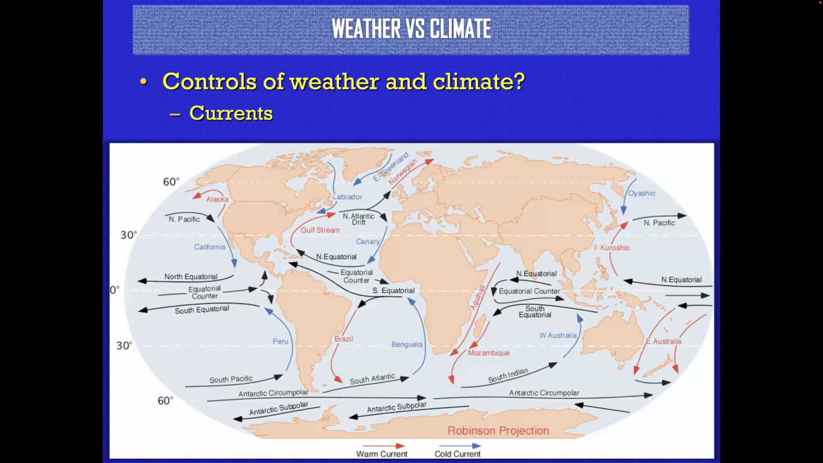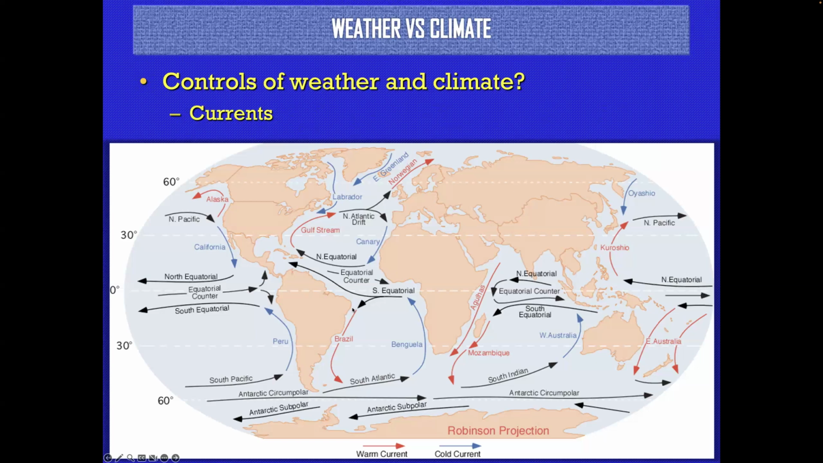Controls of climate. One of the bigger ones is ocean currents. Ocean currents can be warm, like the Gulf Stream or the Kuroshio current near Japan. And ocean currents can be cold, like the Labrador current, the California current, or the Humboldt current near Peru. They're cold because they're coming from subpolar regions, and they're warm because they're coming from equatorial regions.